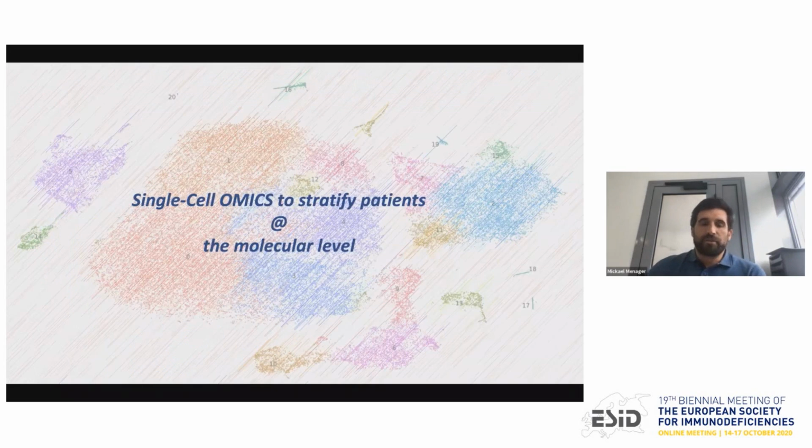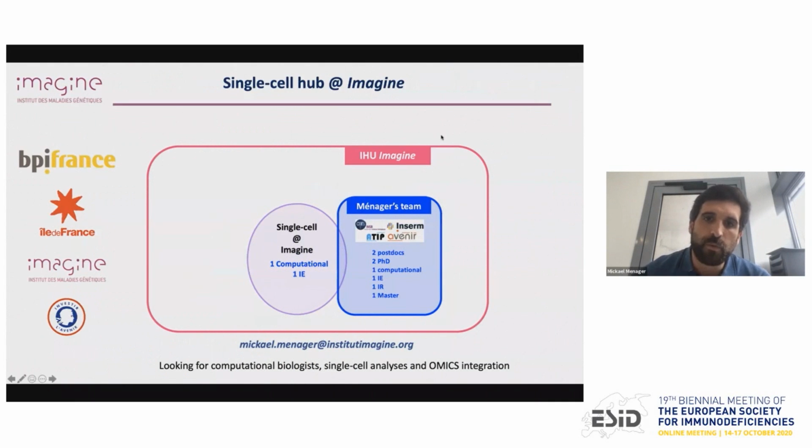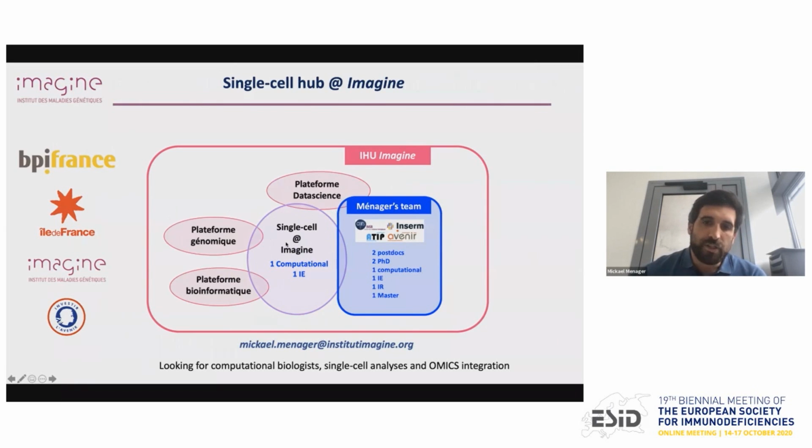So now I would like to show you some examples of the type of data we have already obtained using single-cell omics. And before that, just a word on the single-cell hub at Imagine. So with my research team, we've been performing single-cell experiments since 2017. And then recently, thanks to funding from Région Île-de-France and Imagine, we've been able to open single-cell core facilities at Imagine, where in combination with other core facilities, bioinformatics, genomics, and data science, we can perform and analyze our single-cell data. So if you have a project and would like to use our core facility, we are open to academic and industrial users, so you can contact me, and we're also looking for computational biologists for this core facility.